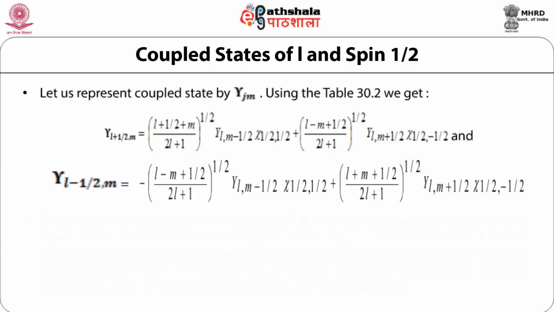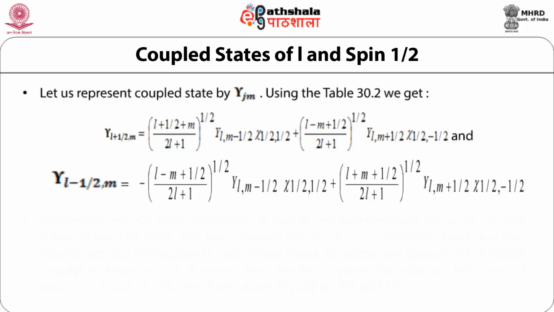Here again Y_L,m with different values of m and xi_s,ms with different values of s and ms are the spherical harmonics and the spin part that we are using, and the subscripts correspond to the value of L and ml for the spherical harmonic term, and the subscripts correspond to the spin term s and the magnetic spin term ms for the spin term.